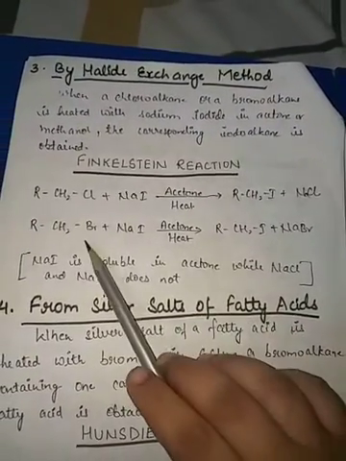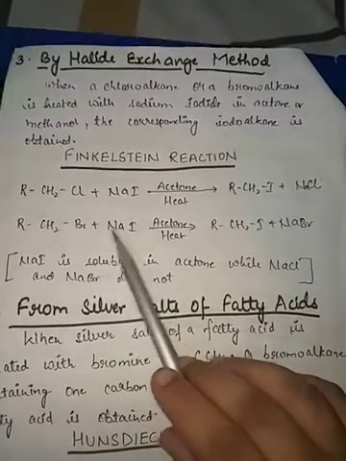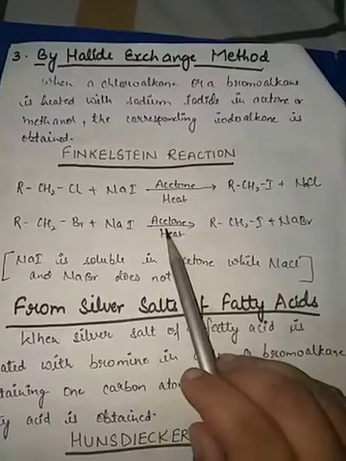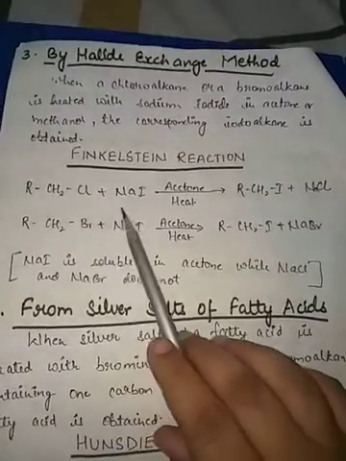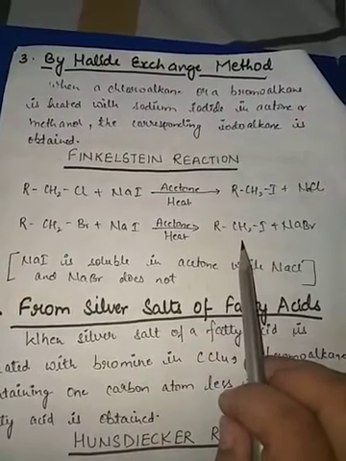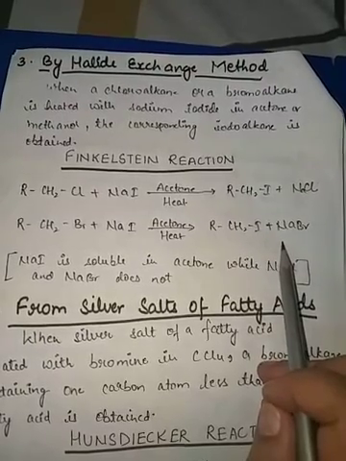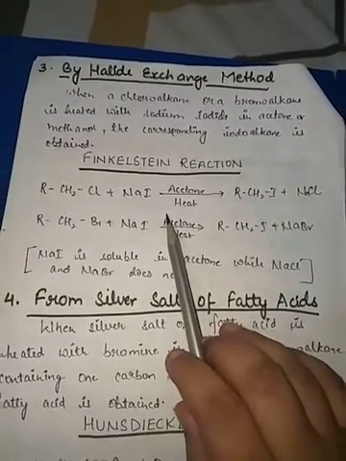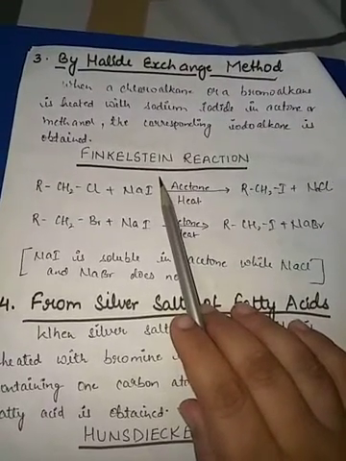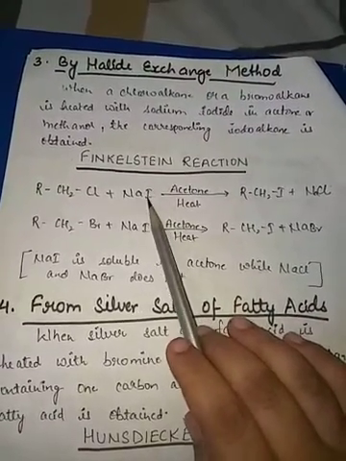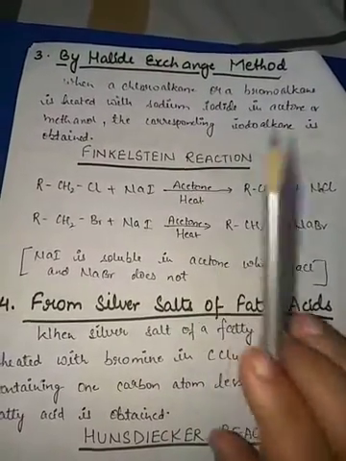Now the second one is bromoalkane, and when bromoalkane reacts with sodium iodide in presence of acetone, the exchange of ions will take place, and again we'll obtain iodoalkane along with the formation of NaBr. So this particular type of reaction where halide exchange takes place is called Finkelstein reaction, where NaI reacts with chloro and bromo alkanes to form iodoalkane in presence of acetone.